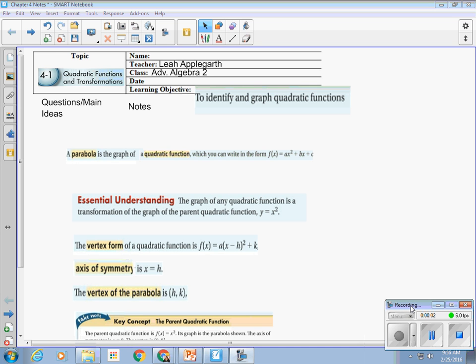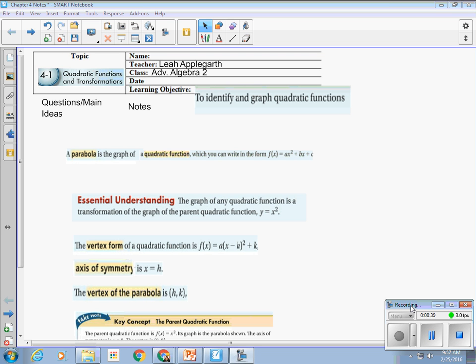All right, so this is section 4-1, quadratic functions and transformations. Our learning objective is to identify and graph functions. And when we graph a quadratic function, it is called a parabola. So when we see the graph, we can call those parabolas. And a quadratic function has the form ax squared plus bx plus c. So unfortunately, the quad doesn't have to do with the degree of our polynomial.